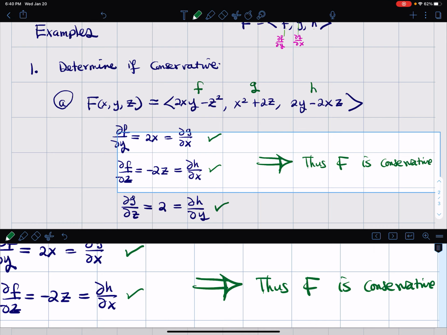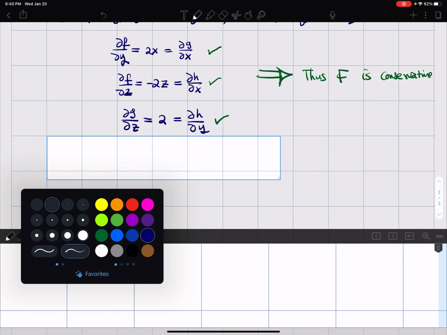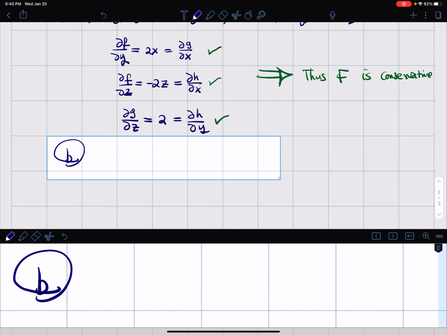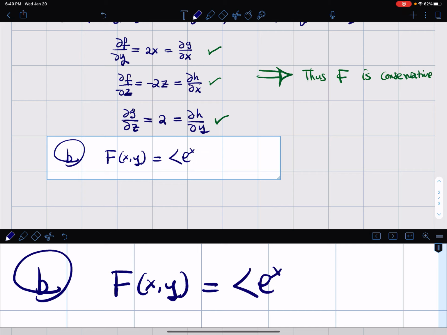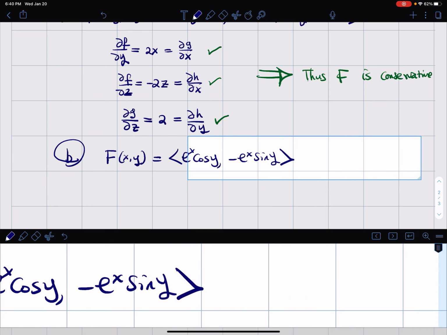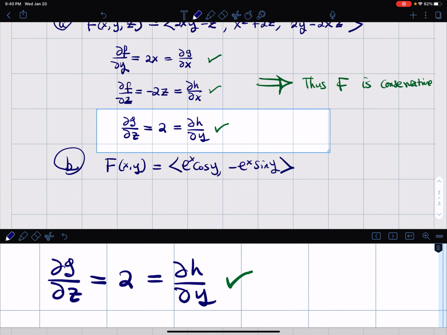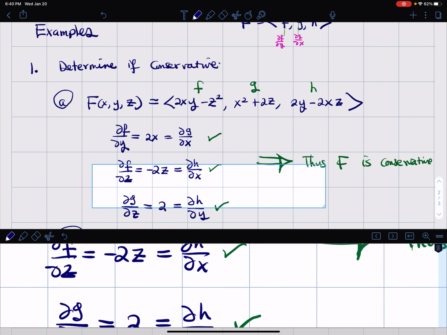So f is conservative. Now, let's try another one. B. Let's try f of x, y. The vector field is e to the x cosine y, negative e to the x sine y. Okay? So, now, this is in R2. We only have x and y. So that actually makes it easy.